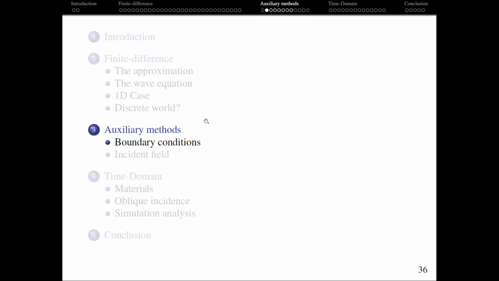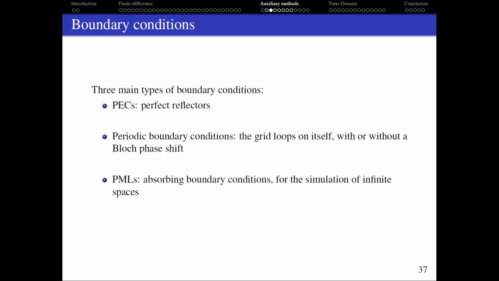Okay, so let's first talk about the boundary conditions. So we have a boundary around the computational window, and we need to treat this boundary properly. There are three main types of boundary conditions. We have the PECs, which are perfect reflectors. So that means the boundary of your window is going to behave like a mirror.